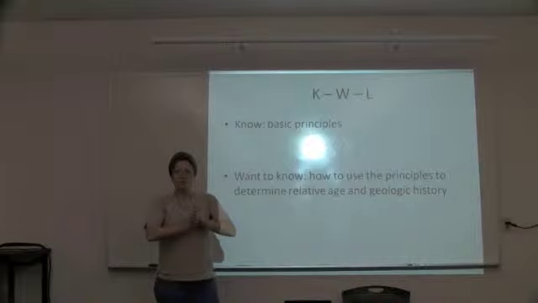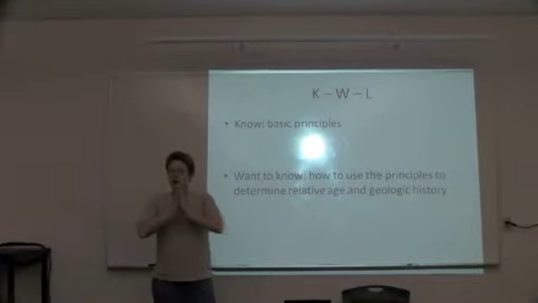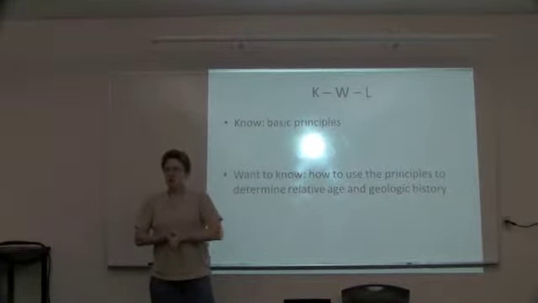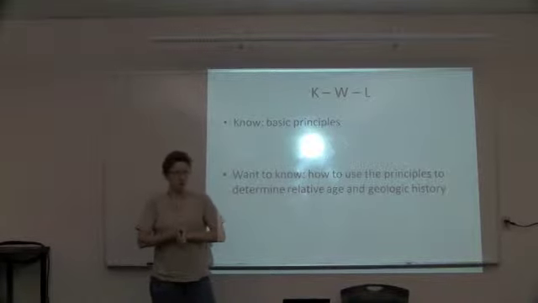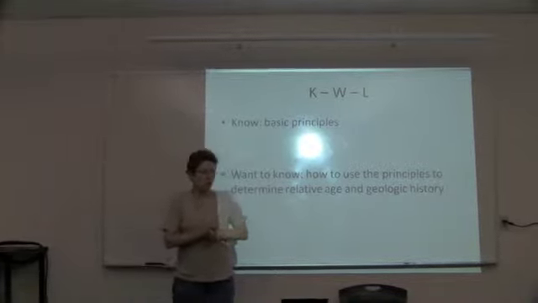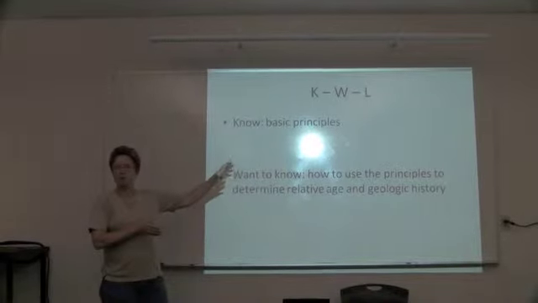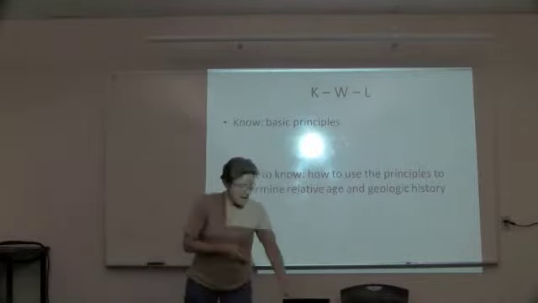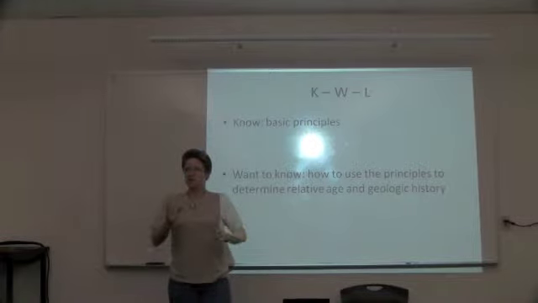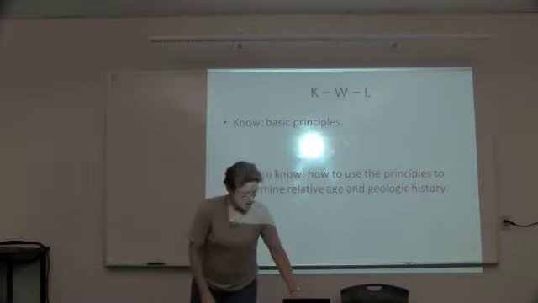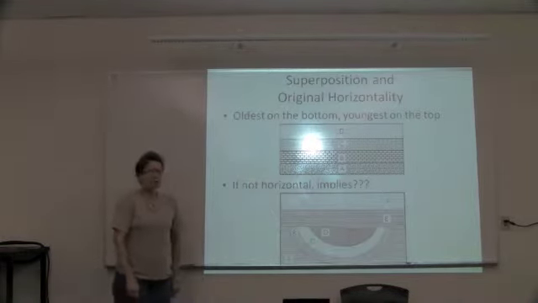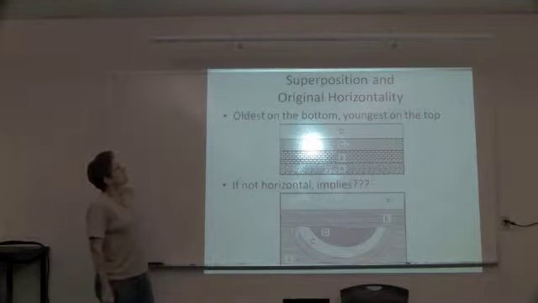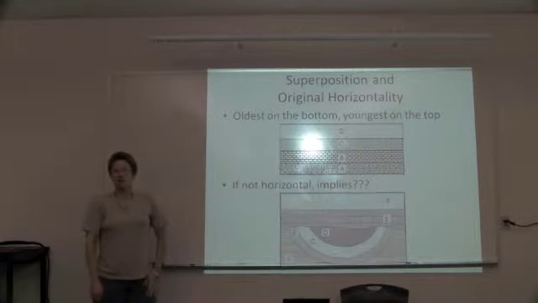So we'll start out with KWL that you've seen before. What we know already are the basic principles, and we'll talk about those. I'm going to review those real briefly in a moment. What we want to know is how to use these principles to determine relative ages, and from that, a geologic history of specific rock units. Okay? And the geologic history is going to be a general history. What happened first, what happened second, what happened third, what happened fourth. Pretty simple.